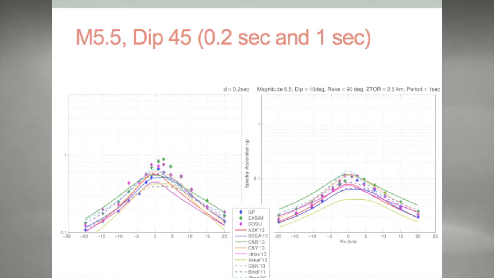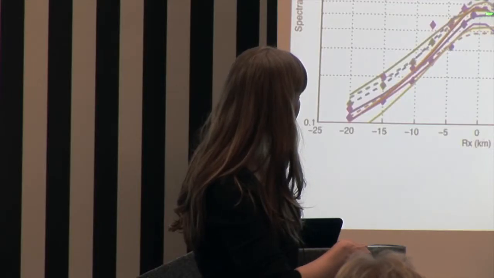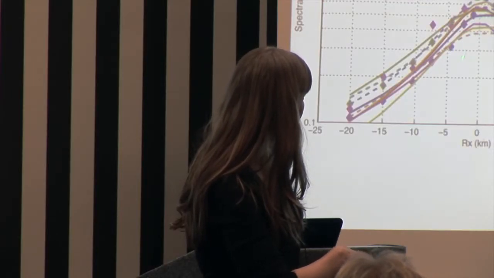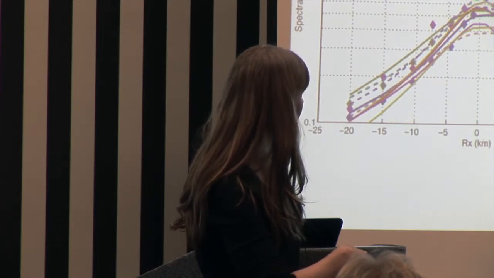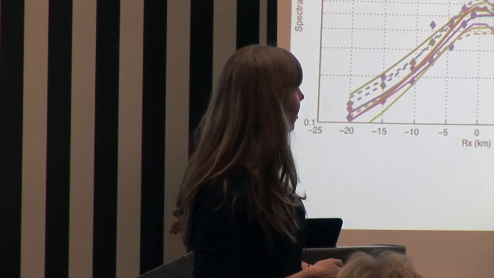I know that there's a lot to look at, but to get an idea, when you're on the footwall here, we're matching up pretty well with Graves and Petrarca. These two dots that are here are XM and SDSU. Campbell-Bozorgnia is a little bit higher, and then you have Akkar, which is lower. As you're switching over, you see that we're missing most everything in this area, but we are following the Graves and Petrarca model pretty well because this is at magnitude 5.5.